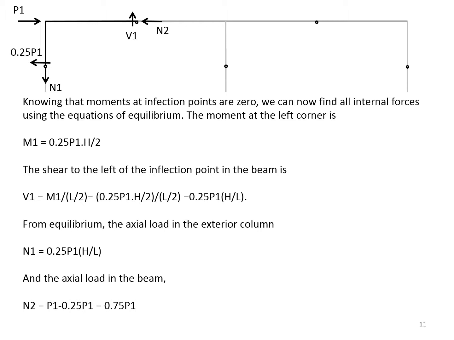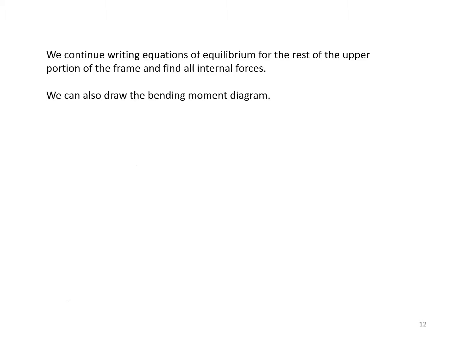And finally, the axial load in the beam is N2, which is P1 minus 0.25 P1, and is equal to 0.75 P1. We continue writing equations of equilibrium for the rest of the upper portion of the frame and find all internal forces. We can also draw the bending moment diagram.